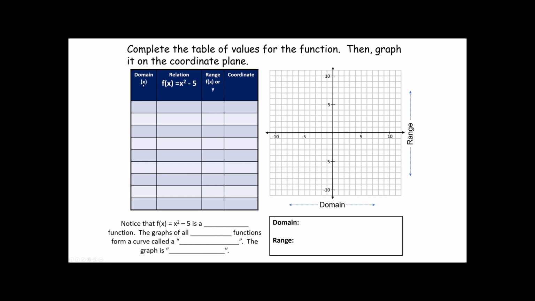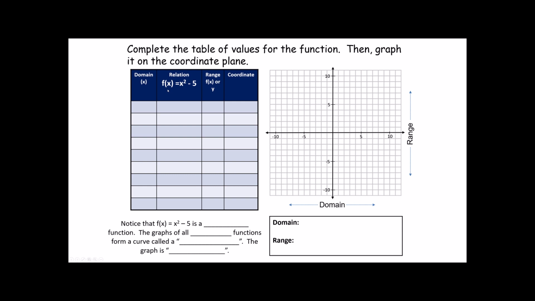take input values and match them to corresponding output values. In other words, for today, we're going to take values of x, plug them into our rule, and our rule's job is to match those to a y or f of x value. And then we're going to list those as coordinates and plot those coordinates on the graph. The goal today is to learn a little bit about this type of function.